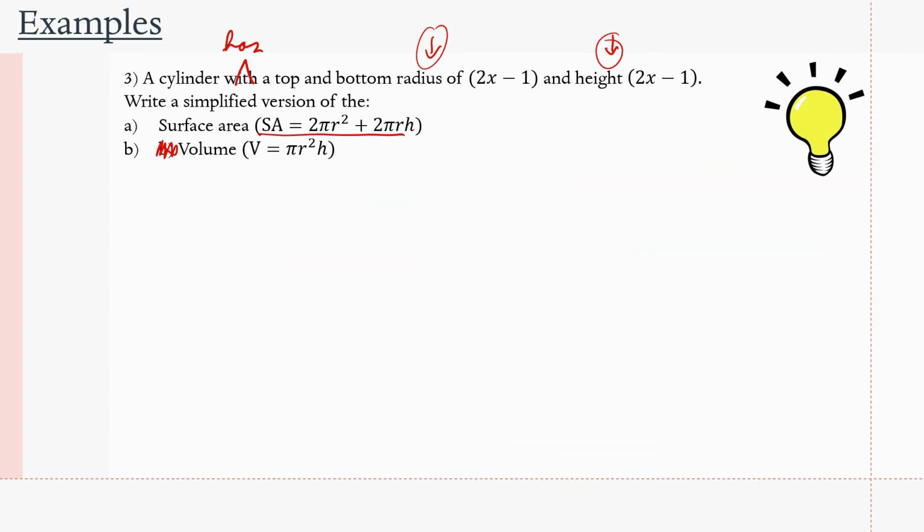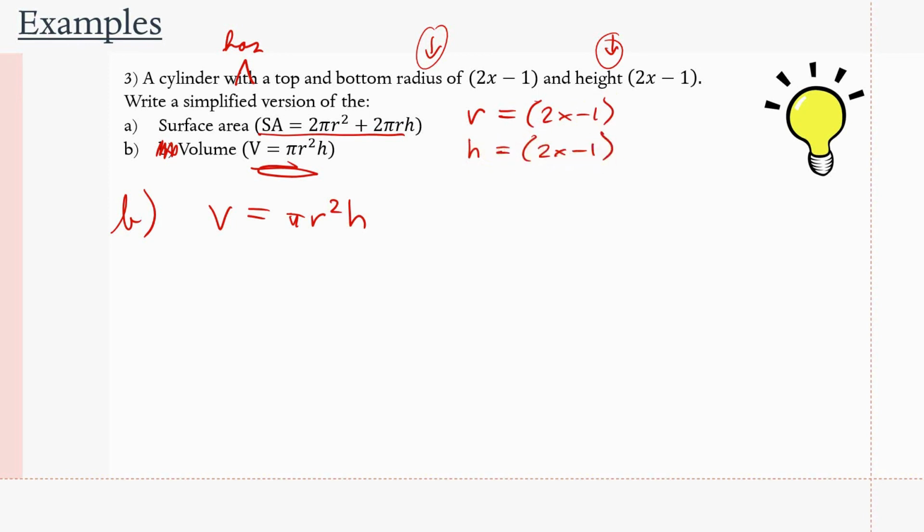Okay, so moving on to B, second part of this question, we have to simplify the volume equation, which is going to be V equals pi r squared h, right here. And I just noticed I erased the radius and the height. Put that back. r is 2x minus 1, and h is 2x minus 1. Right, so if we plug that in, we can say pi times 2x minus 1 squared, but that's the same thing as saying 2x minus 1 times 2x minus 1 times the height, which is 2x minus 1.